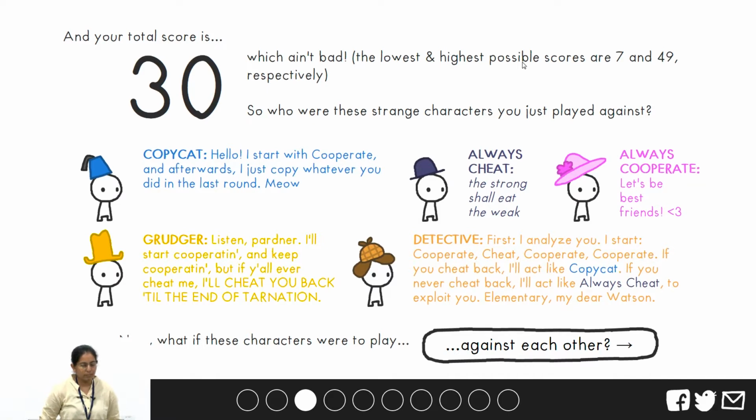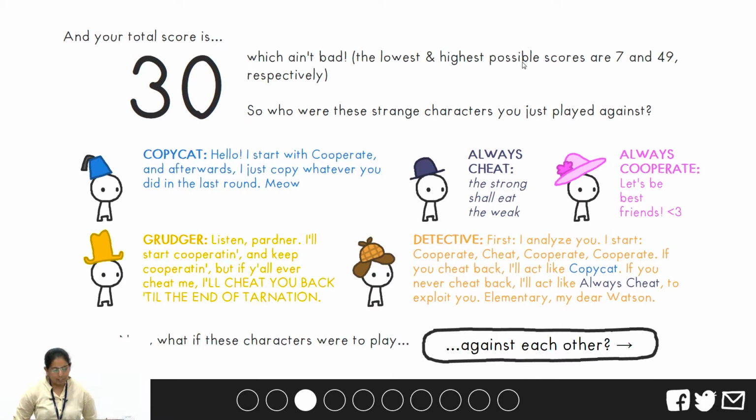The first player was basically copying your last move. So if you remember, you cheated twice, then you cooperated, and then the other player cooperated in the next round. So that's the copycat player. The fourth player, the grudger, is this friend that we all have who starts out cooperating, but then they never forgive you if you make a mistake. So if you cheat them once, they will behave like always cheat for the rest of their lives. Okay, so if you cheat them once, there's no looking back.